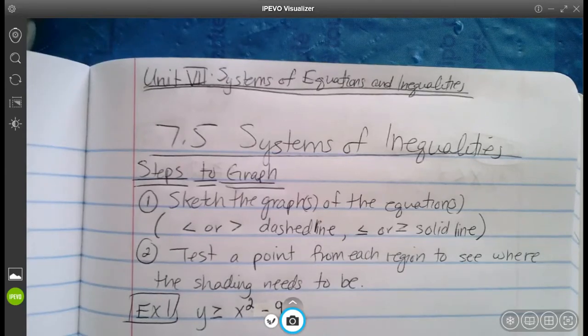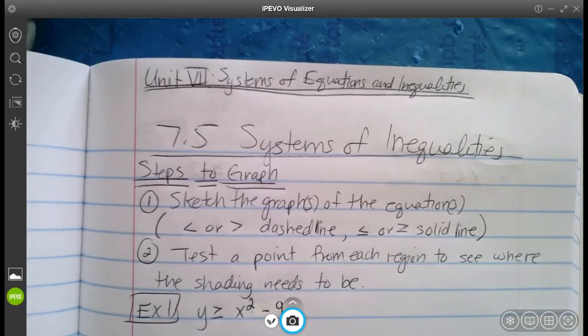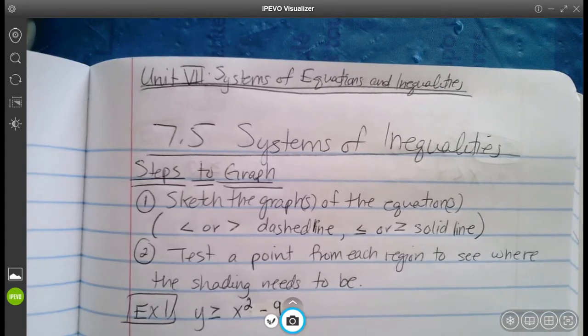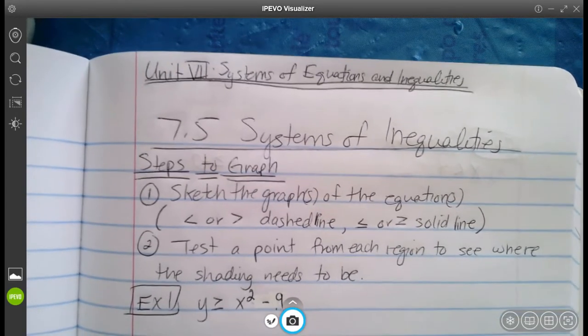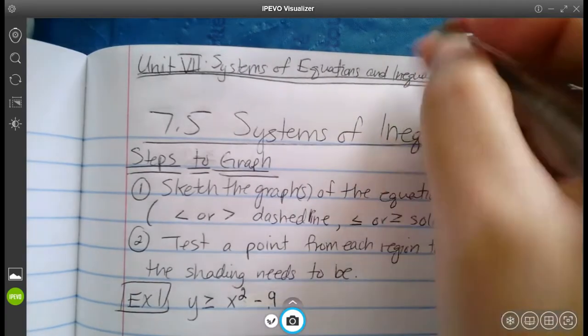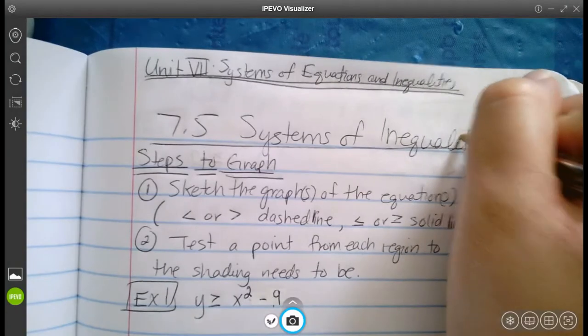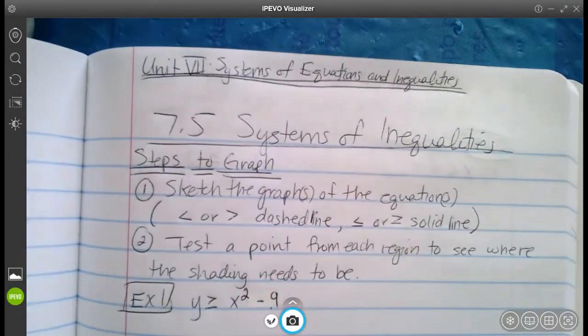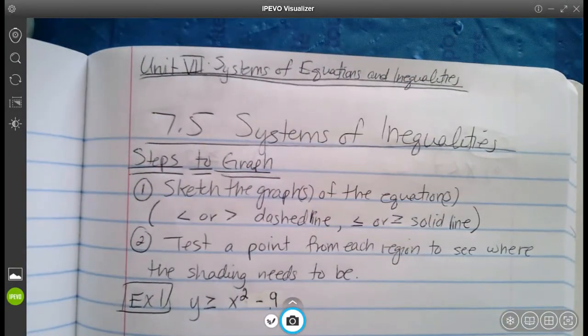All right, this is the somewhat last topic for chapter 7. We may or may not do 7.4. We'll see how the semester goes. But for 7.5, we have Systems of Inequalities. So the second half of this chapter, because it's equations and inequalities, okay? This will be a nice, easy one compared to 7.3. It's a little bit of review.